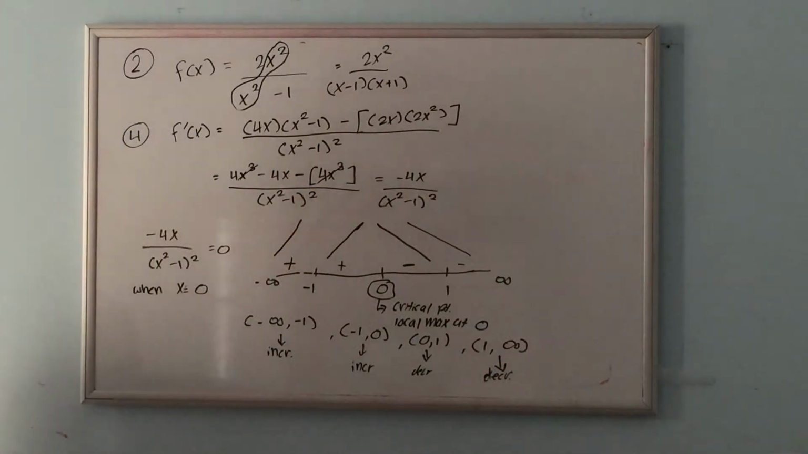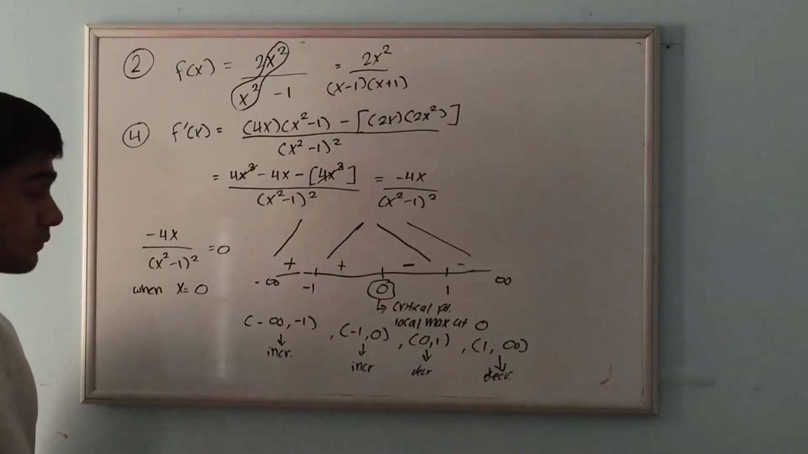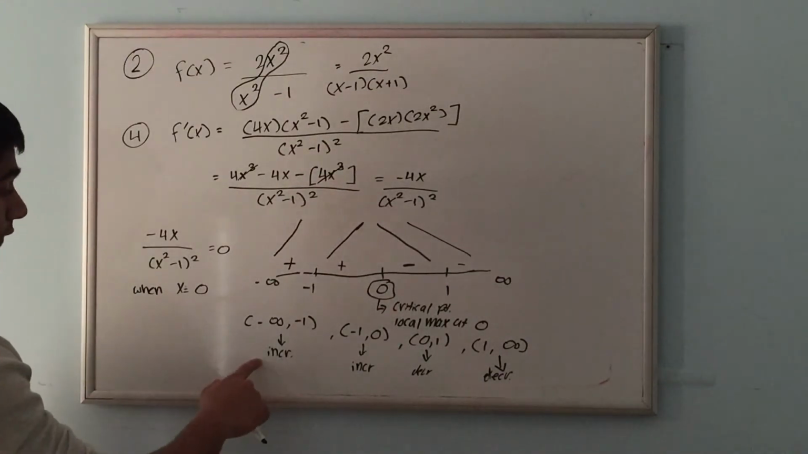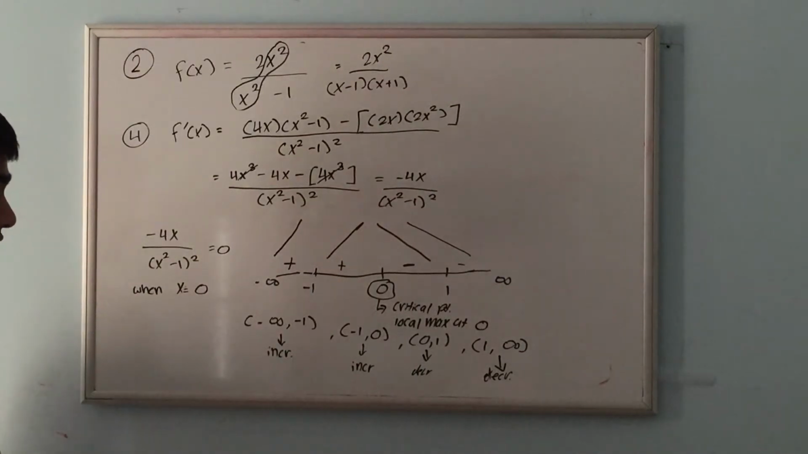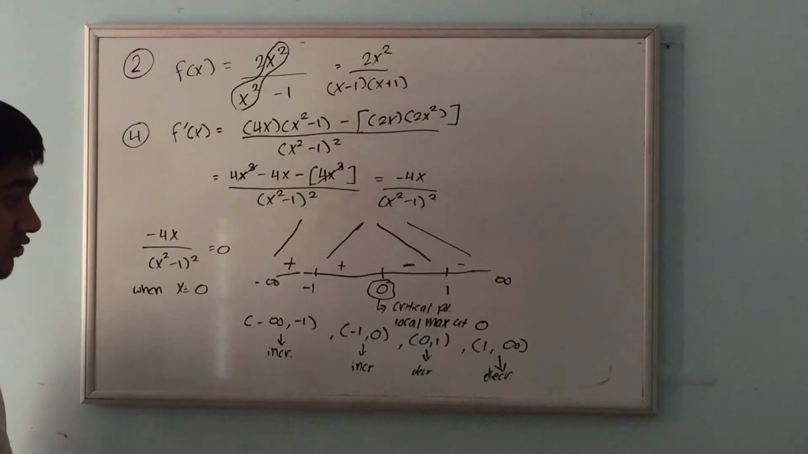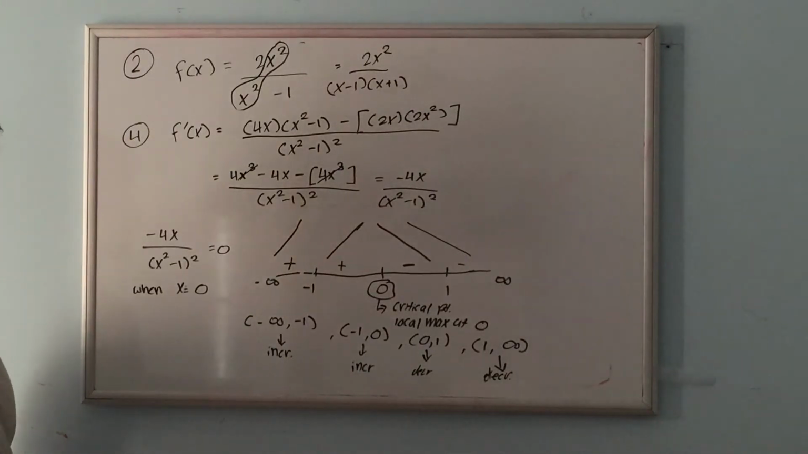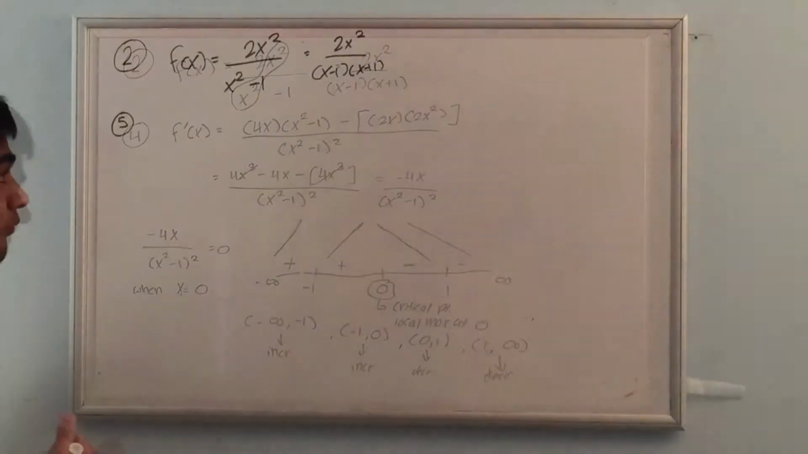So from the first derivative test, we got that 0 is a critical point and a local maximum, and we determined that from negative infinity to negative 1 it's increasing, from negative 1 to 0 it's also increasing, from 0 to 1 it's decreasing, and from 1 to positive infinity it is decreasing.